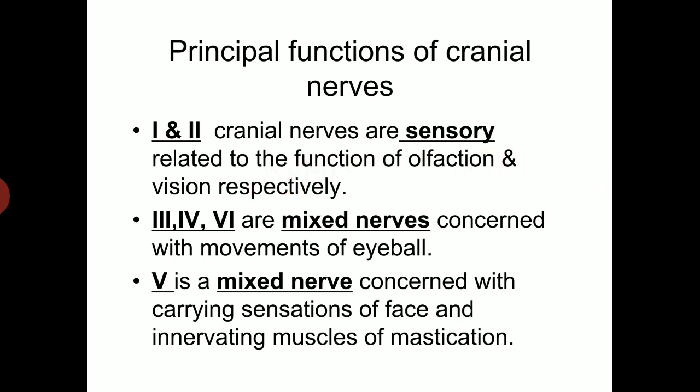Third, fourth and sixth cranial nerves are mixed nerves, meaning they have both functions, motor as well as sensory. They are concerned with the movement of the eyeball. Fifth is a mixed nerve, again concerned with carrying sensation of face and innervating muscles of mastication. So fifth cranial nerve is trigeminal, third is oculomotor, fourth is trochlear and sixth is abducens.